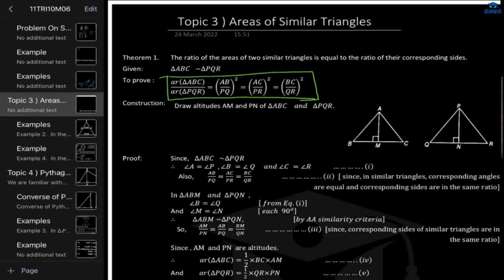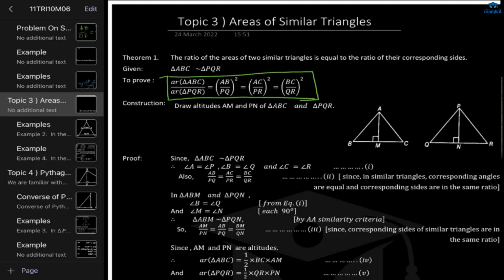So if the two triangles are similar, it is already given to you, or after some steps you prove that two triangles are similar, and it is asking what will be the ratio of the areas. The ratio of the areas will be equal to the square of the ratio of the corresponding sides. Okay. With the green mark, you can see area of triangle ABC by area of triangle PQR will be equal to (AB by PQ) square, which is equal to (AC by PR) square, which is equal to (BC by QR) square. Any doubt in this area of similar triangle theorem?